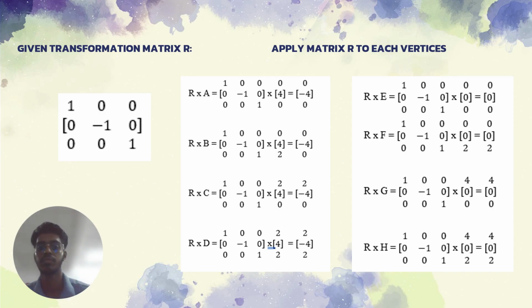The fifth one is R times E, so the value will be 0, 0, 0. The sixth one is R times F, so the value will be 0, 0, 2. The seventh one is R times G, the value is 4, 0, 0. And finally R times H will be 4, 0, 2.